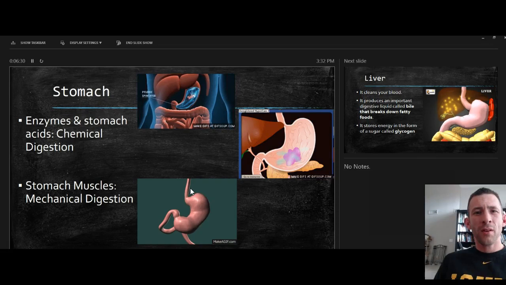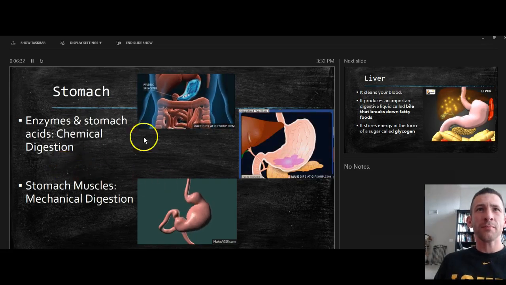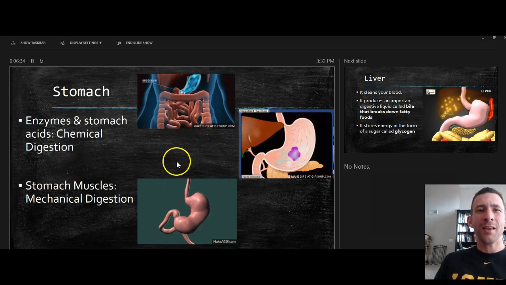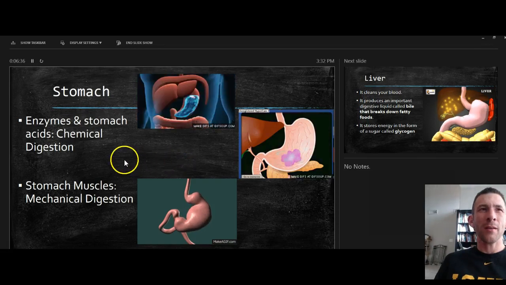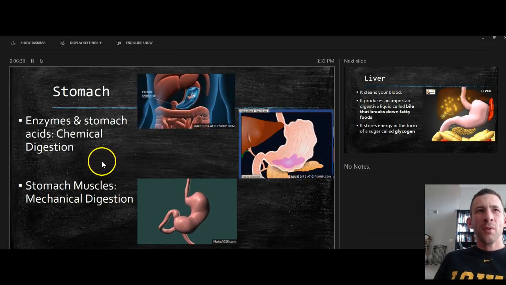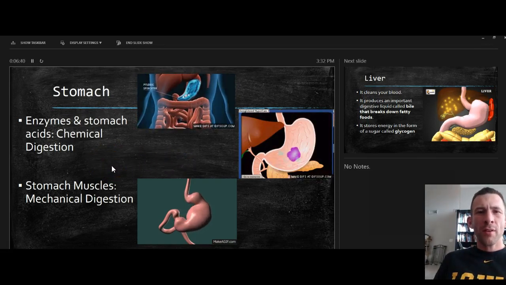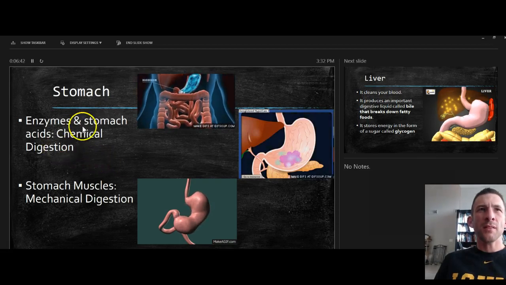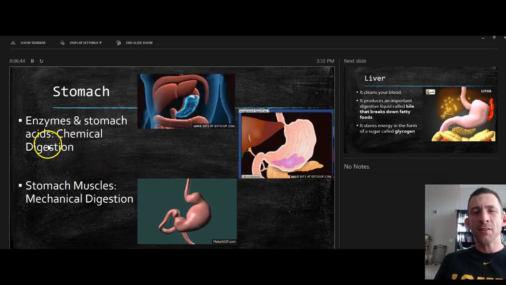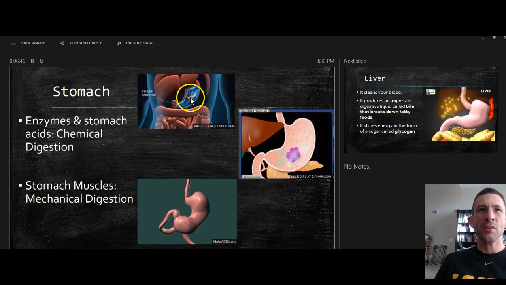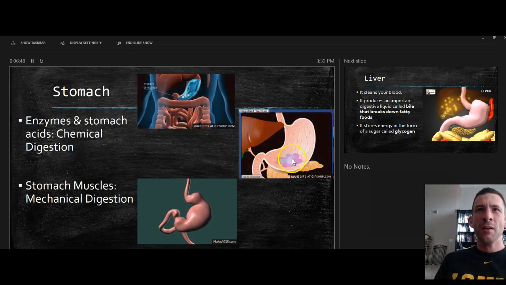Stomach. So after the esophagus, we're moving down to the stomach. I have lots of GIFs here, some animations, and there's two parts here. We have mechanical and we have chemical digestion going on here. The enzymes and the chemicals, like acids in the stomach, are doing a lot of chemical digestion. You can kind of see it here and here.